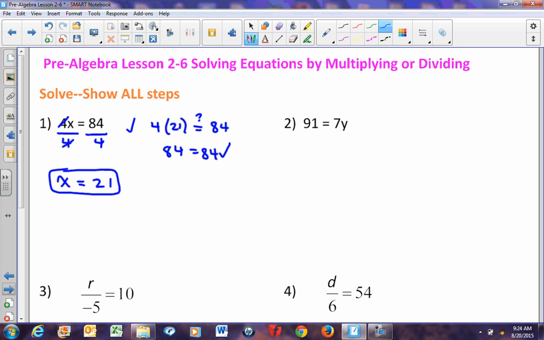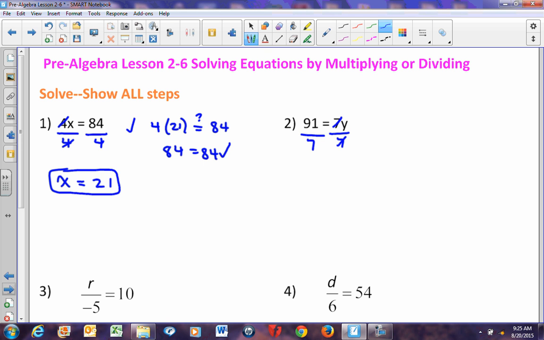Number 2, 91 equals 7y. Again, the variable is multiplied by something. In this case, y is multiplied by 7. So to undo multiplication by 7, we will divide by 7. So we'll divide this side by 7, and we'll also divide the left side by 7. We must show it on both sides of the equation. Otherwise, you're not keeping the equation balanced, and the teeter-totter is no longer balanced.